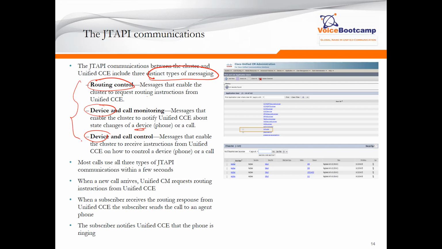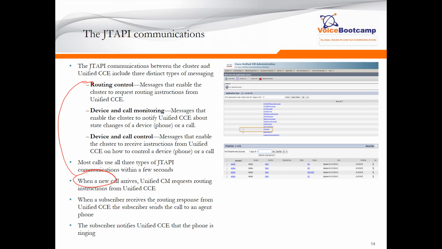So these three kinds of messages work together. In most calls you will have all three messages executed. Now, most calls may use all three types, but of course it's not necessarily true. When a call arrives, call manager will send a routing request to the UCCE for instruction. This particular step matches the first item, the routing control.